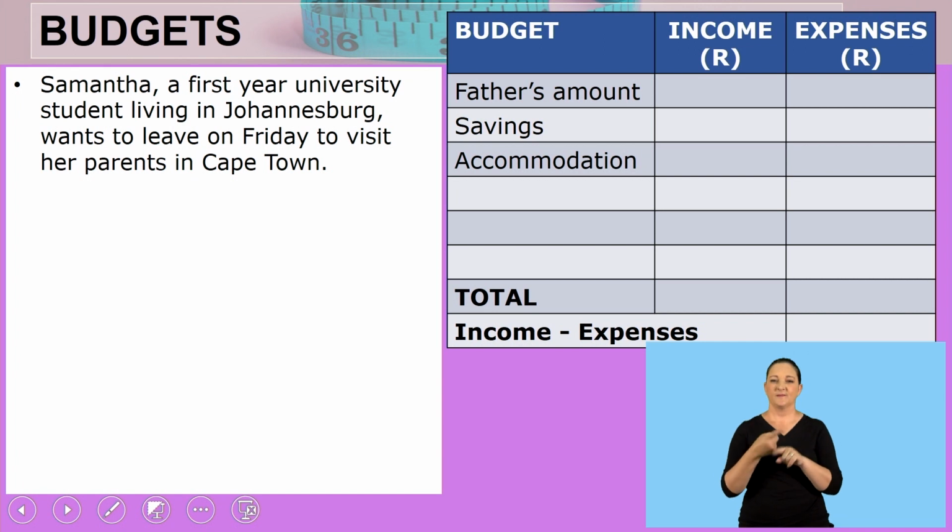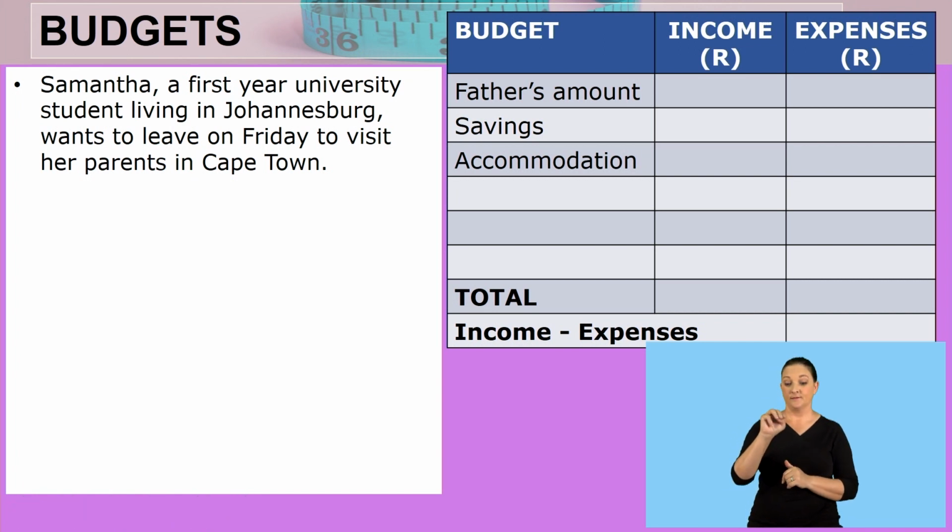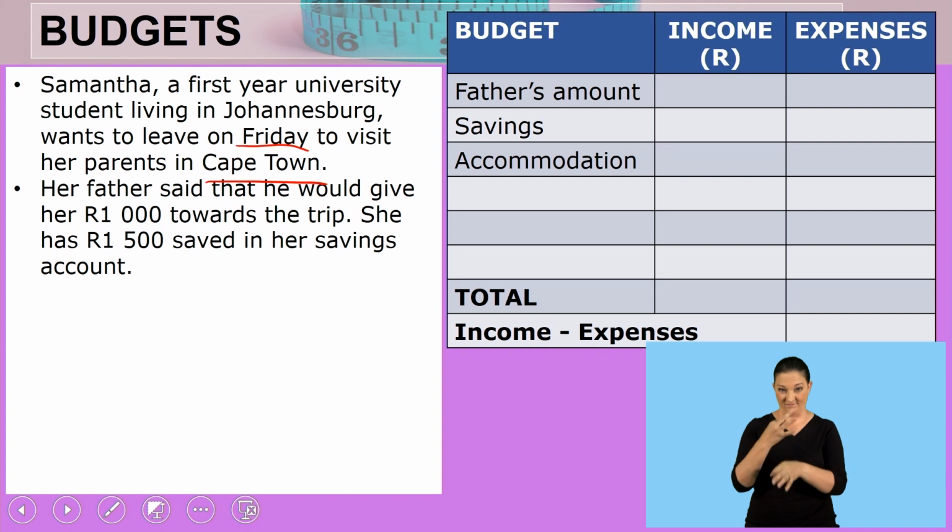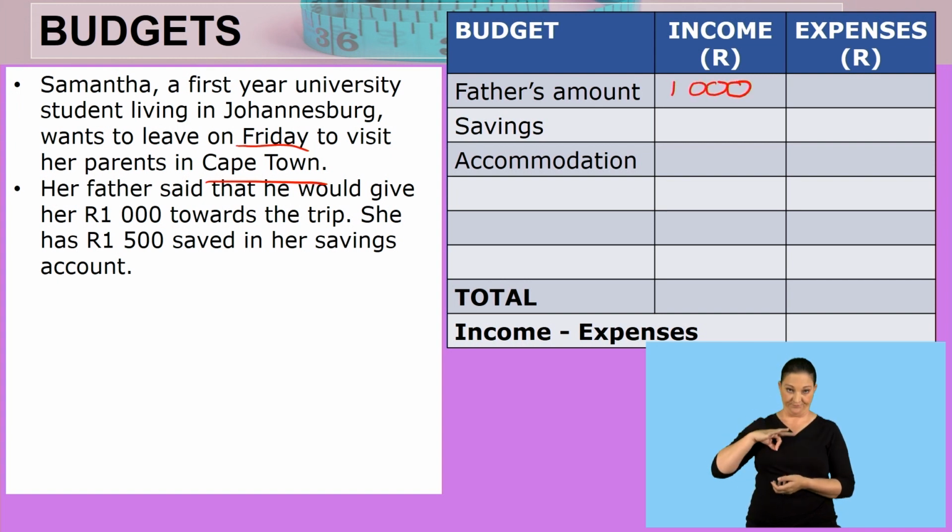All right, let's do this example. Samantha, a first-year university student living in Johannesburg, wants to leave on Friday to visit her parents in Cape Town. Her father said that he would give her 1,000 Rand towards the trip. So the father's amount is an income. She received 1,000 Rand. She has 1,500 Rand saved in her savings account. There we go, 1,500 Rand.